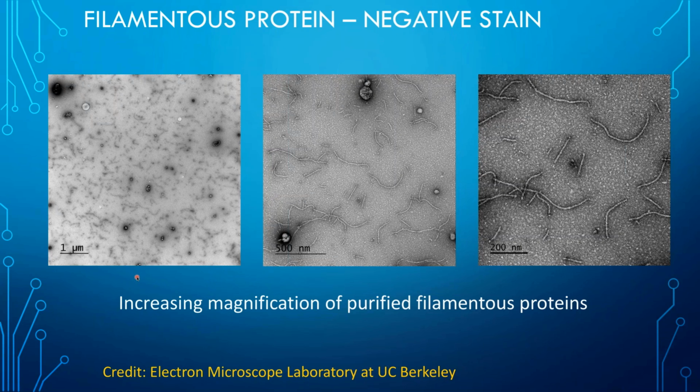And so here you can see a transmission EM low-resolution, low-magnification image of the purified protein, and then sequentially higher magnifications across. And in this image on the right, which is probably around 13,000x magnification, when you zoom into this image, you really start to see some of the small features of the structure of this protein.